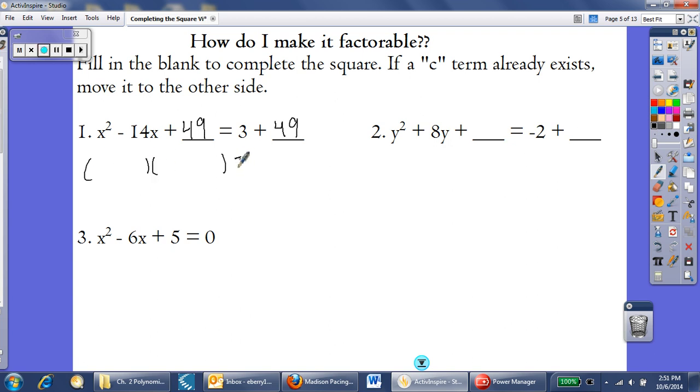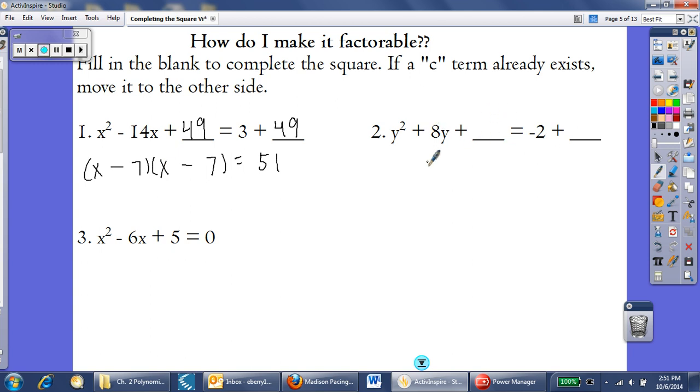I notice that 49 is a perfect square, which they'll always be. So I can put an x and an x. 7 times 7 is 49, and this will be a minus, and this will be a minus. 49 plus 3 is 51. It worked here. Looking at number 2, I'm trying to find this blank spot.